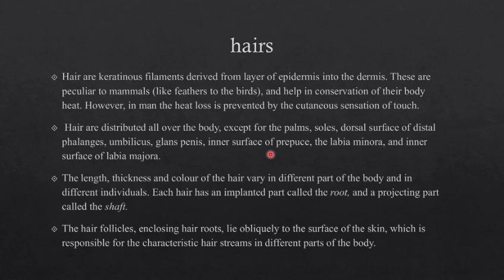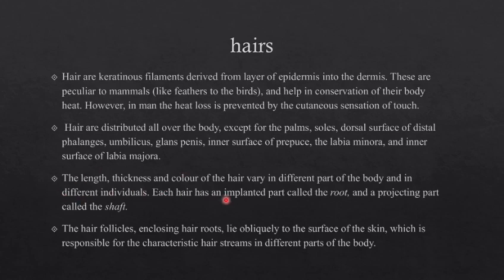Normally, hair is present all over the body except some parts like palms and soles. Observe your palms and soles, is there hair? No. Like that, palms, soles, the dorsal surface of the distal phalanges. Dorsal side means back side, and distal phalanges means fingers. Observe fingers, there is no hair. Also umbilicus, glans penis, inner surface of prepuce, the labia minora, and inner surface of labia majora. These are parts of the reproductive system.